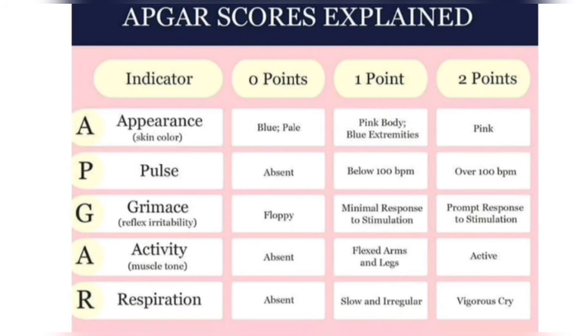In respiration, if respiration is absent, 0 points; respiration is slow and irregular, 1 point; if baby is vigorously crying, 2 points.